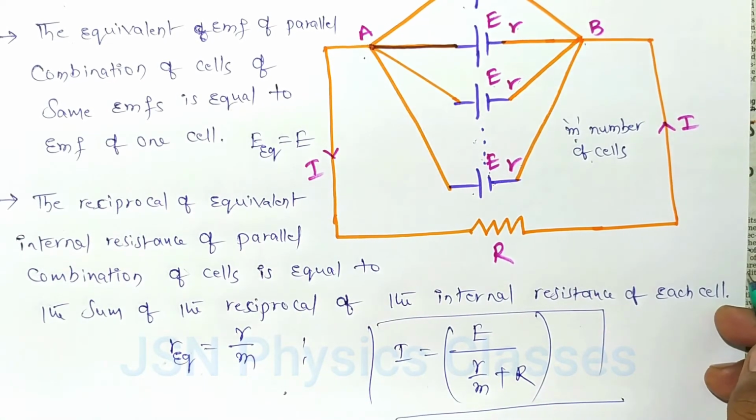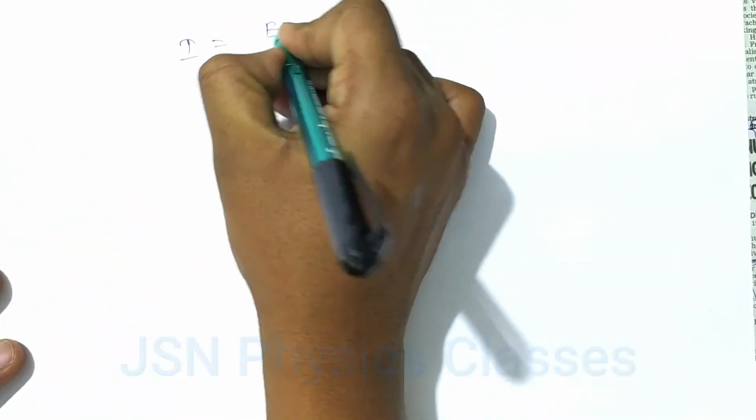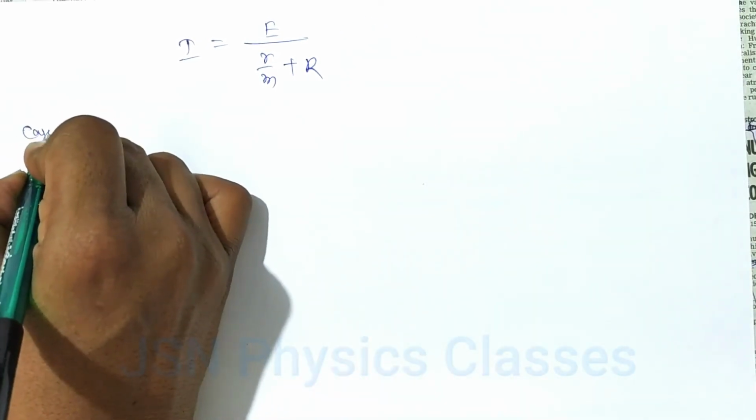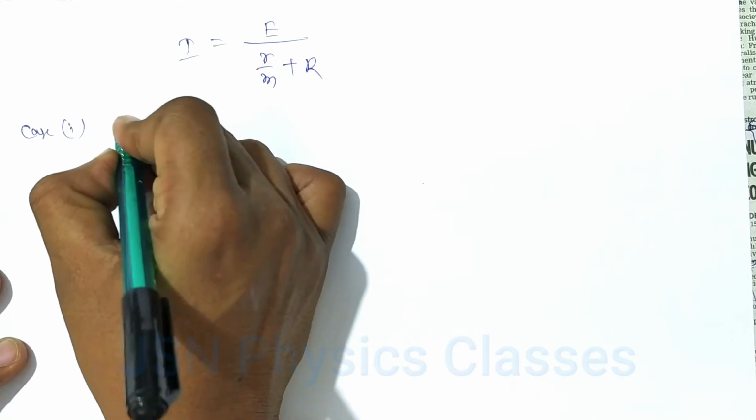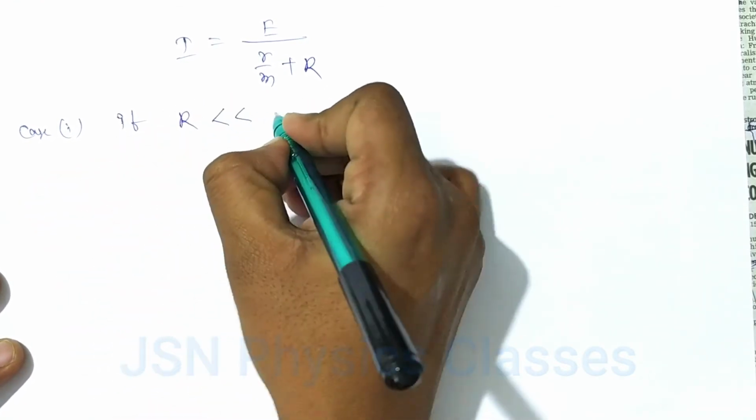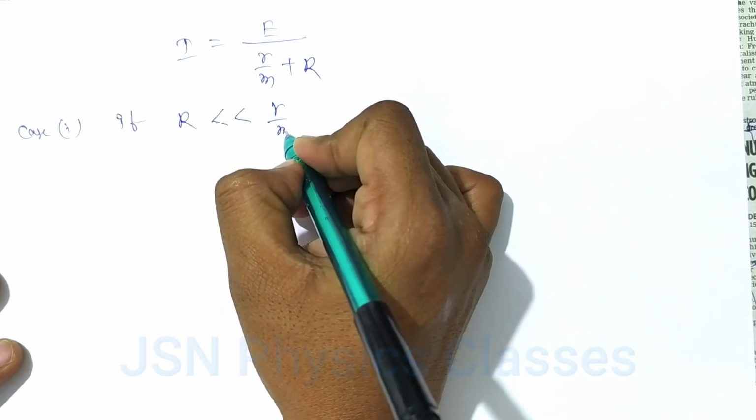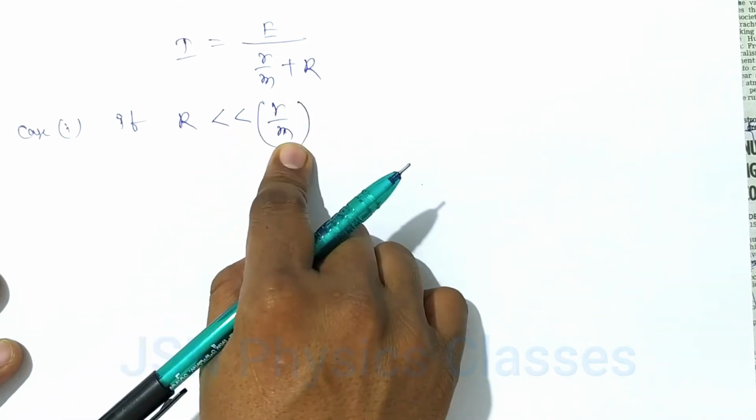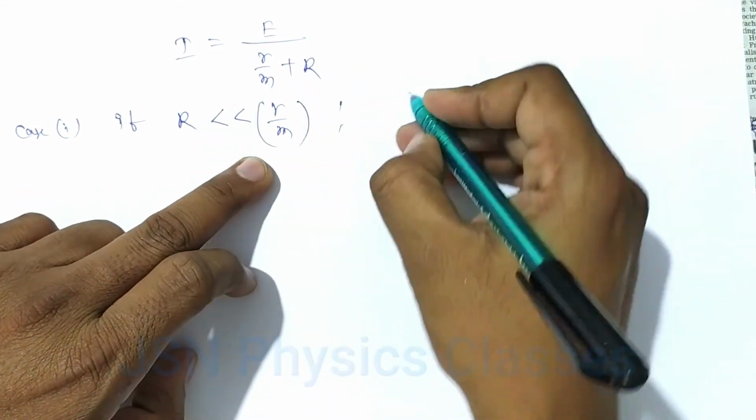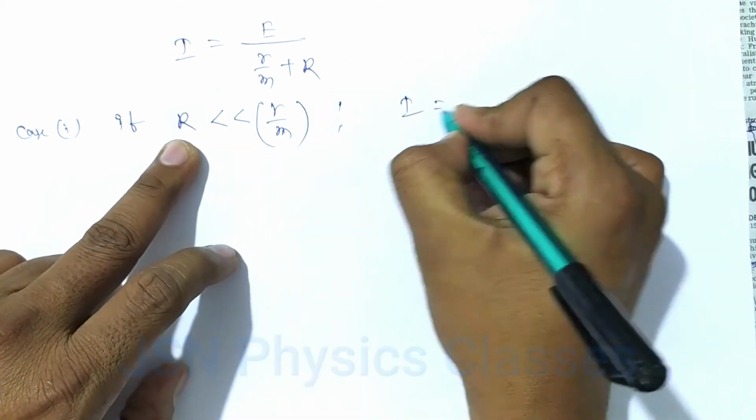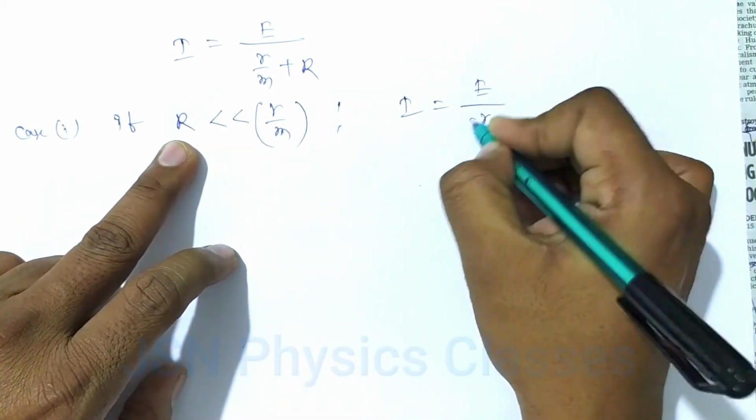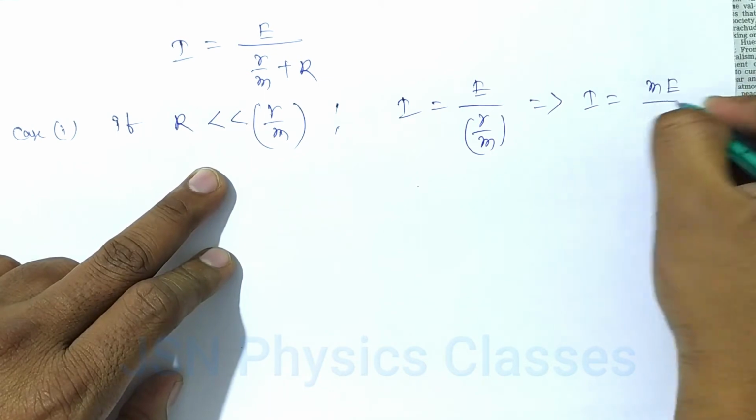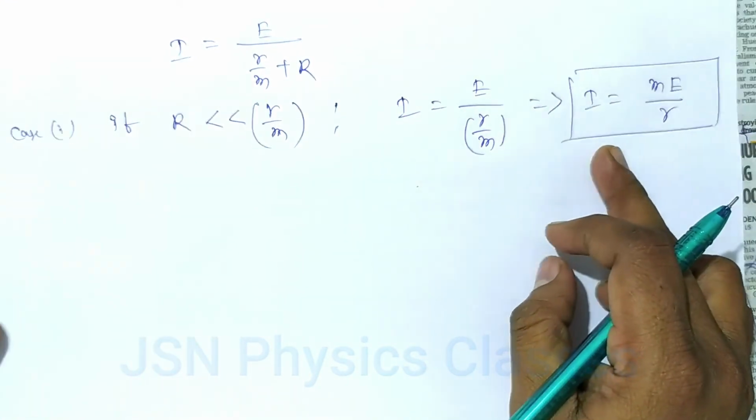So here also three cases are there. We know I is equal to E by R by m plus capital R. Here I'm taking case 1. If the R value is very much less than R by m, so R by m value is very much greater, so here I can neglect the small capital R. So I is equal to E by R by m, so I can write I is equal to m E by R. So this is the current passing through the circuit.